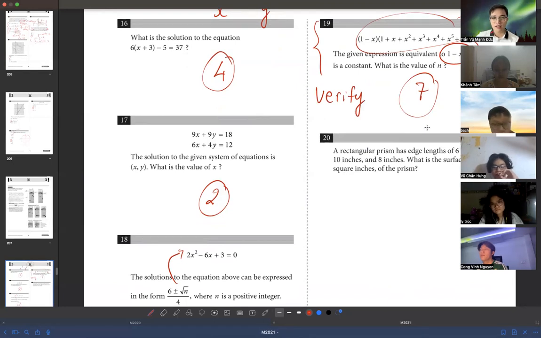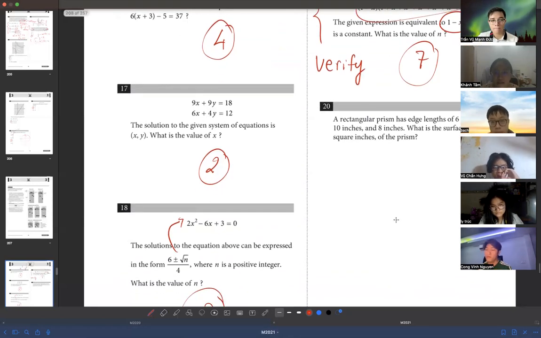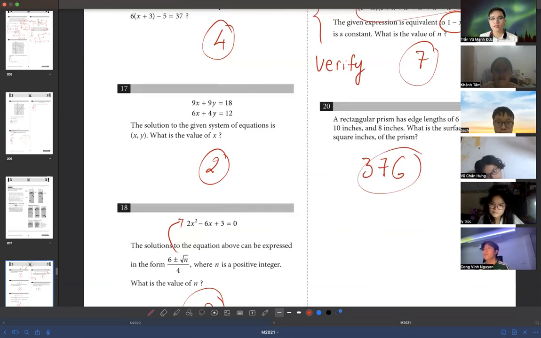All right, very good. Next up, Dom, you solved it for me too, right? 20. 376. 376. Let's see, a rectangular prism has an edge length of 6 inches, then what's the surface area?